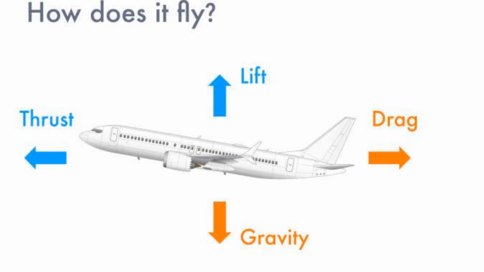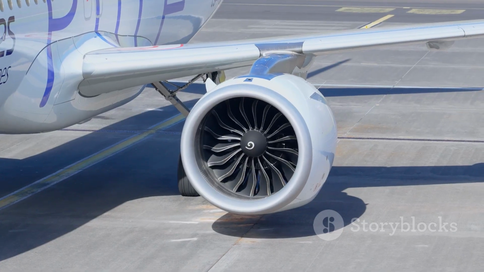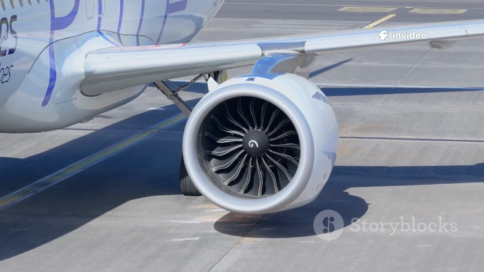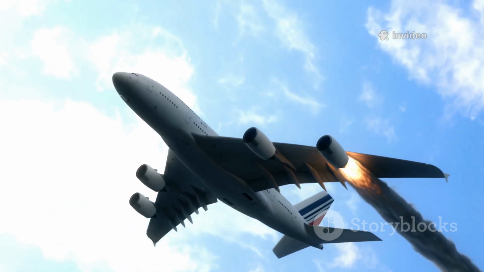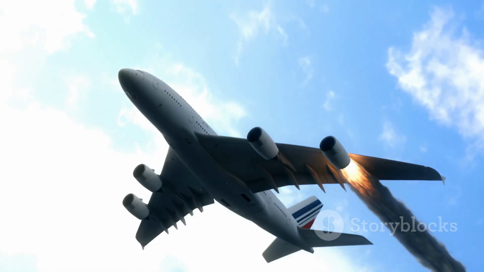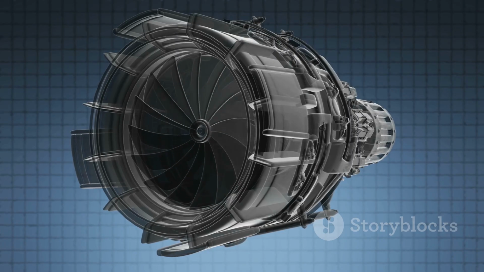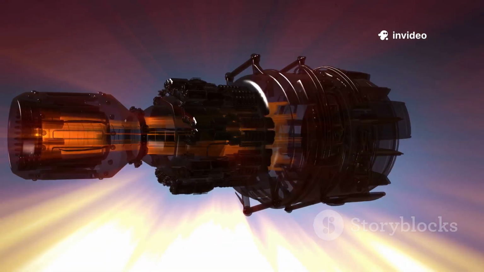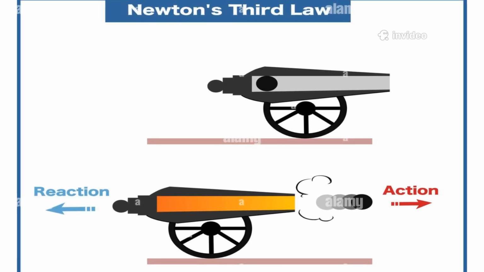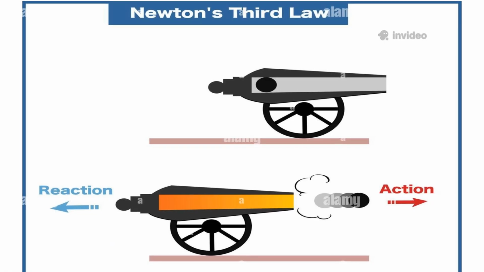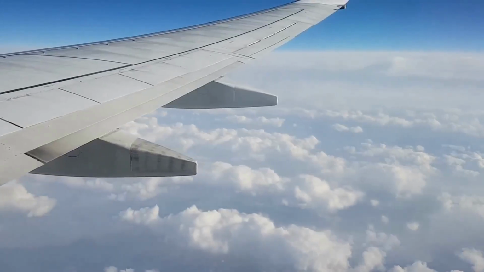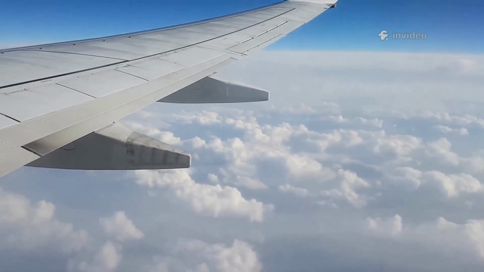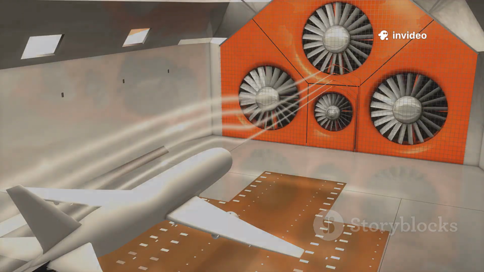Next, we have thrust, the force that moves the airplane forward. Thrust is generated by the engines, which can either be jet engines or propellers. In jet engines, air is sucked in, compressed, mixed with fuel, and then ignited. The high-speed exhaust gases are expelled backward, producing a forward force, thanks to Newton's third law of motion. For every action, there is an equal and opposite reaction. This forward motion not only overcomes drag, but also allows the wings to generate lift as air flows over them.